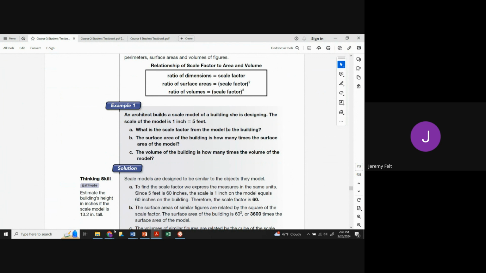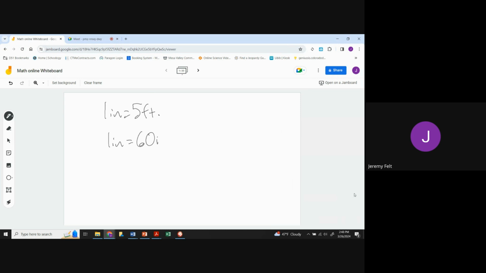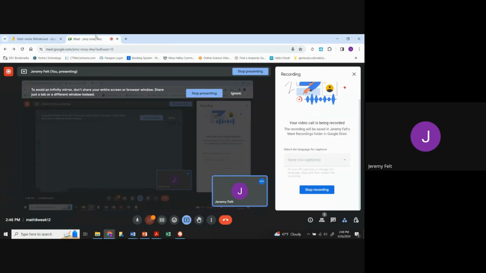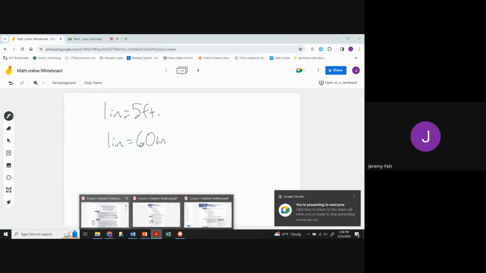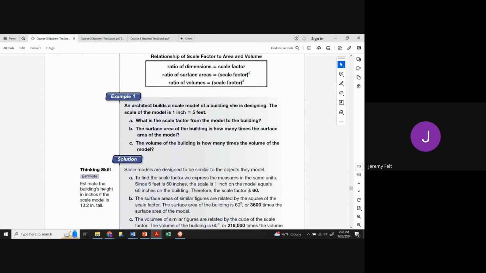But let's call 5 feet, we would convert that to inches. As we know, there's 12 inches in a foot, so 5 times 12, 1 to 60. So that's the ratio. So our scale factor from the smaller one to the larger one, to the actual size building, is 1 to 60. So that is going to be our ratio. So the scale factor is 60.